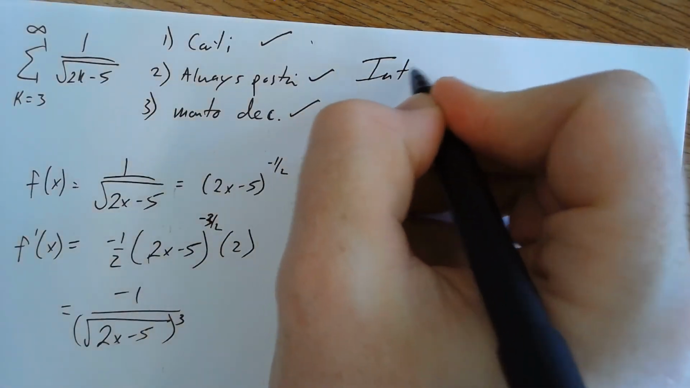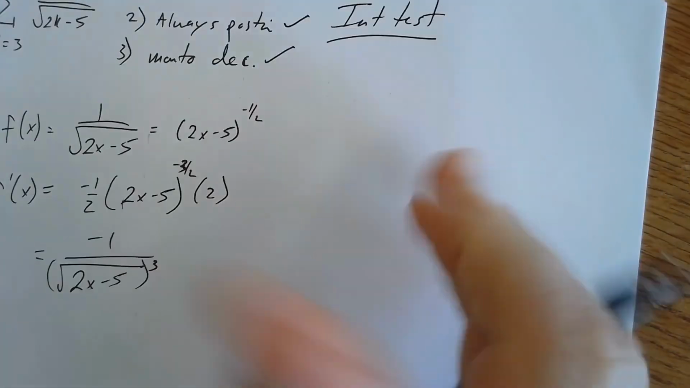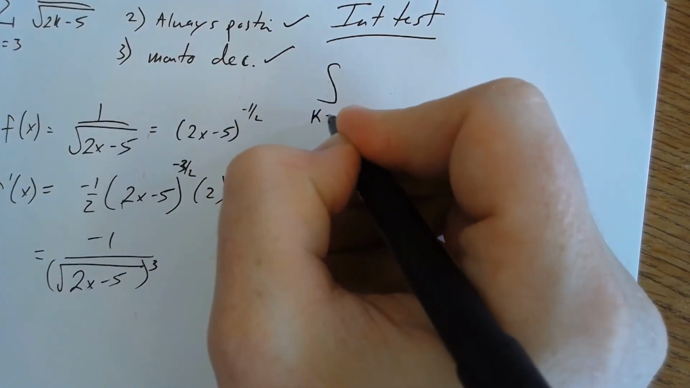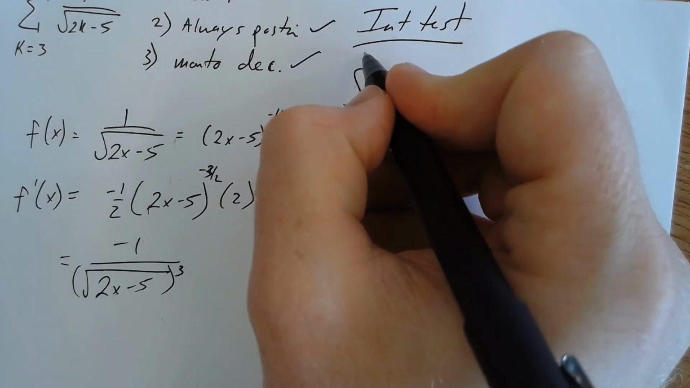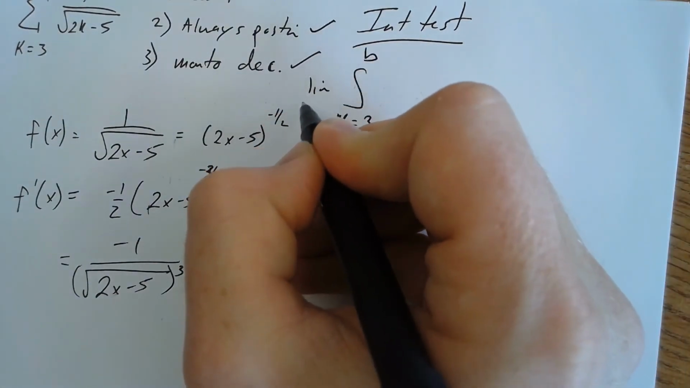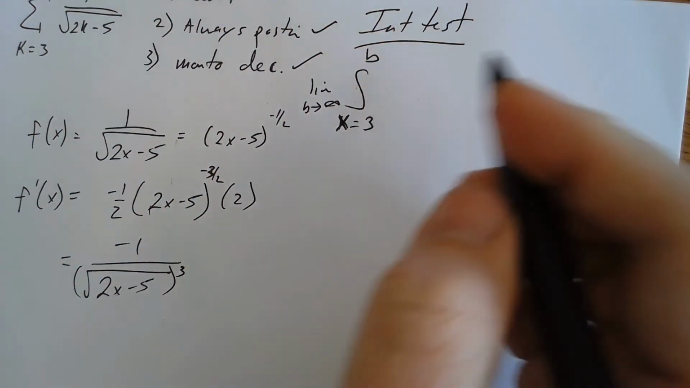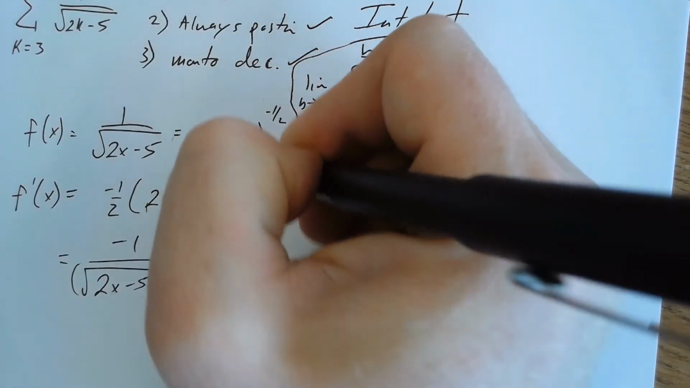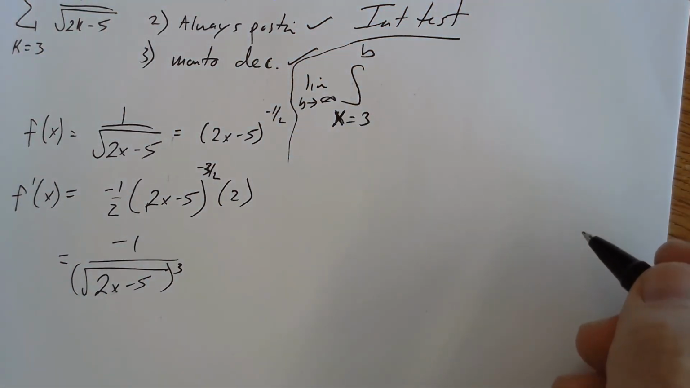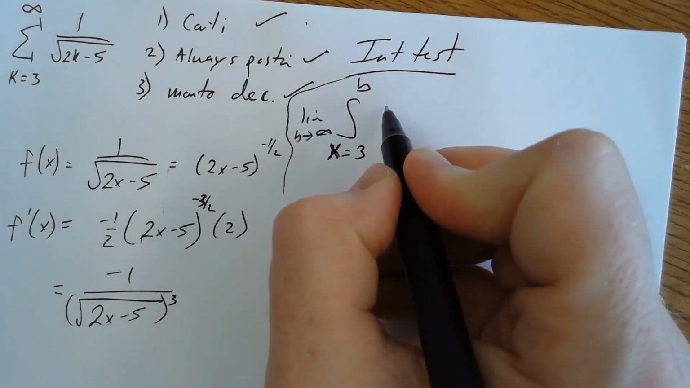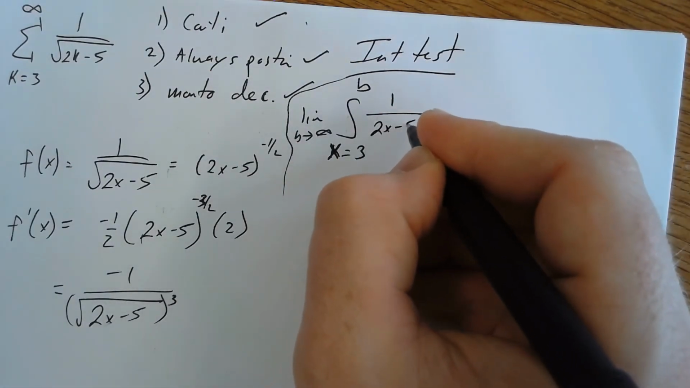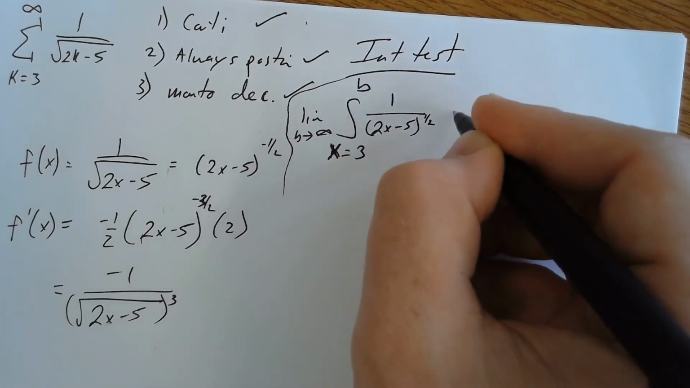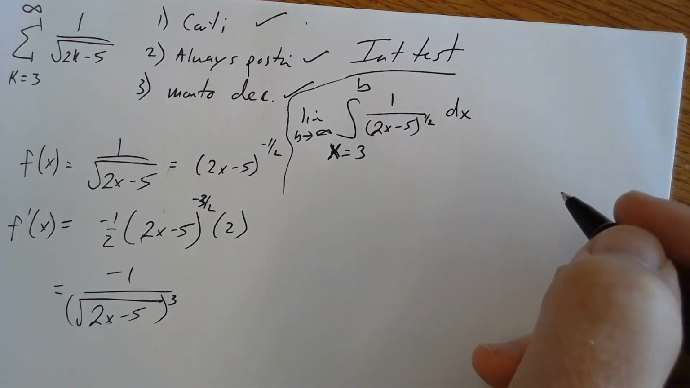Now using the integral test, I'm going to integrate this function from x equals 3, and I'm going to straight up change it to b right now, putting the limit as b goes to infinity out front. Again, it's important for us to make sure that we don't forget to change these things based on their improper integrals, so we might as well do it right now. This is then the integral of 1 over the square root of 2x minus 5, or (2x minus 5) to the 1/2 power, dx. And then we have to evaluate this integral.